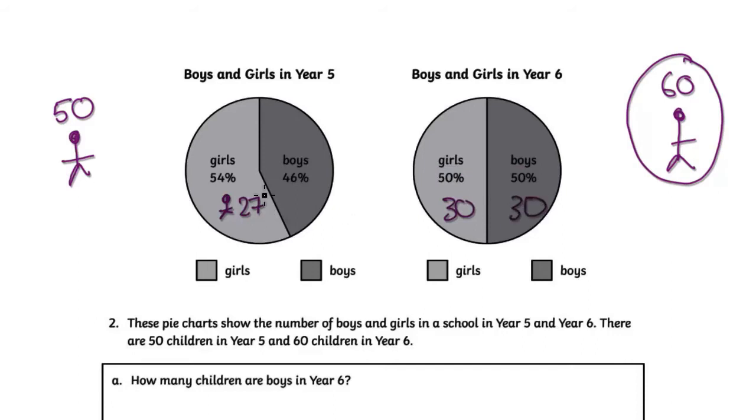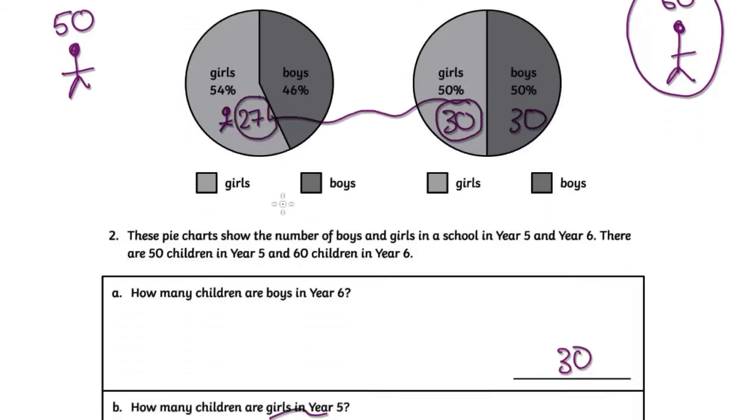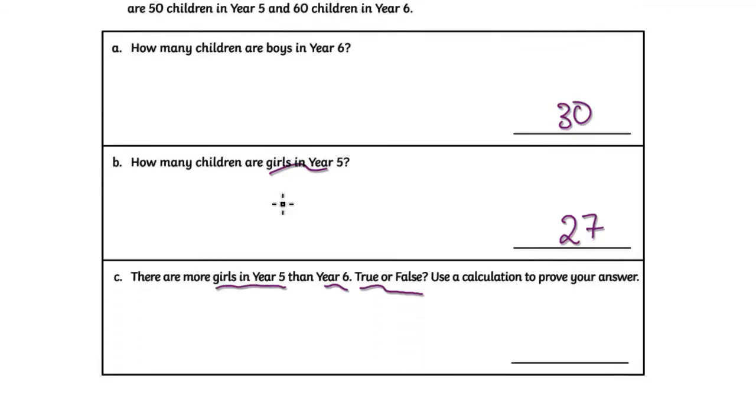So here you can see that in year 6 there are more girls than in year 5. Going back to here, it's saying there are more girls in year 5 than in year 6, which is not true, because in year 6 there are 30 girls, in year 5 there are 27. So this statement is not true. So this would be false. False. Okay?